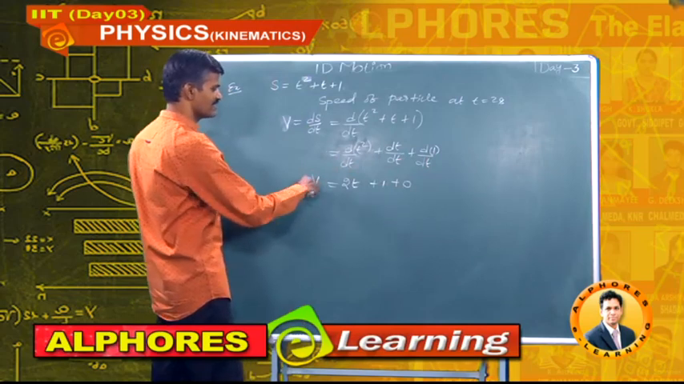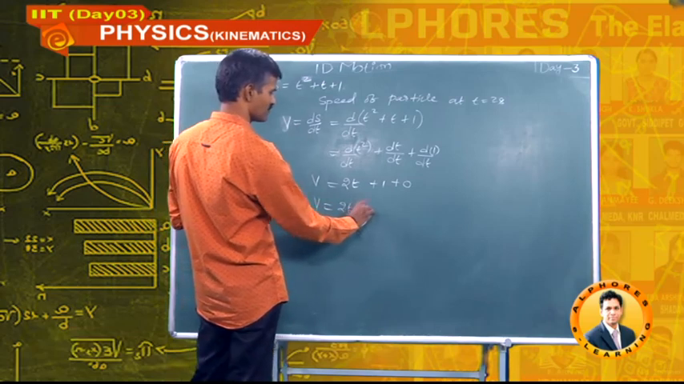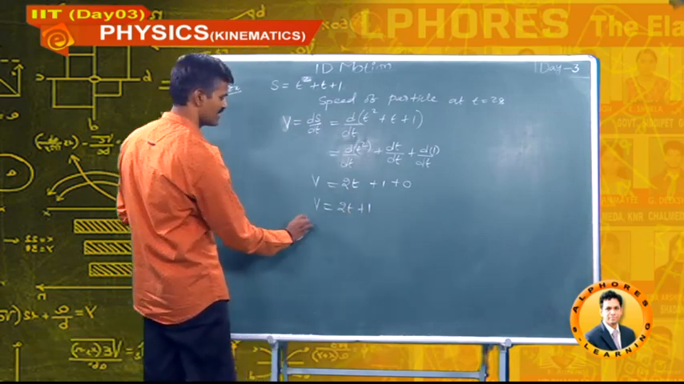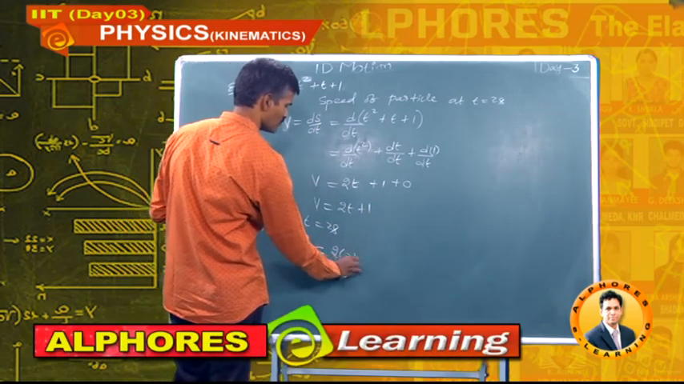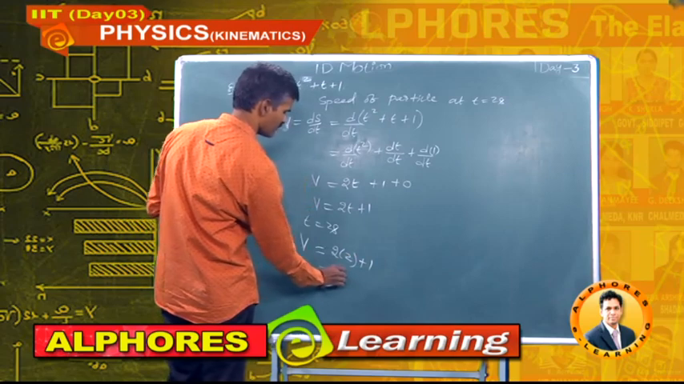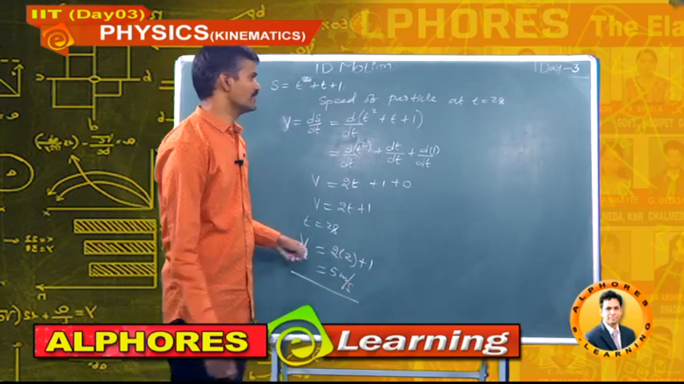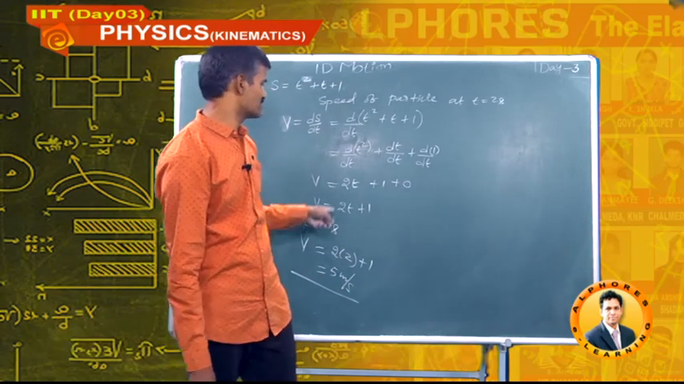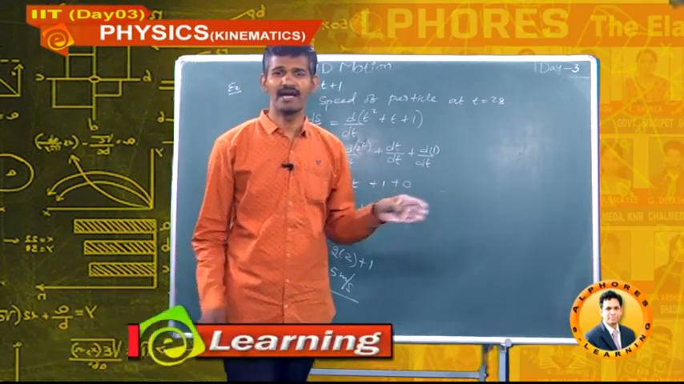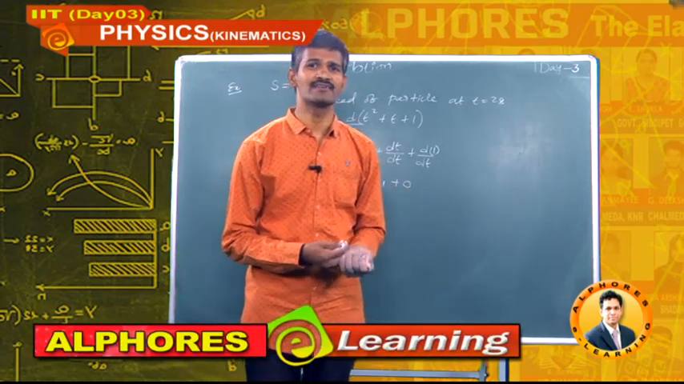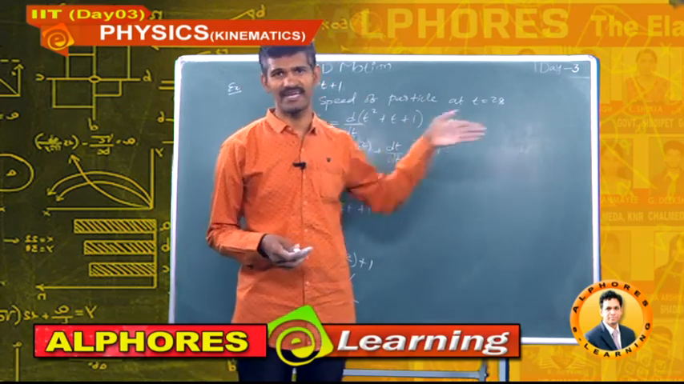So, instantaneous speed, here I can write it as 2t plus 1. What is the speed when t equal to 2 seconds? At t equal to 2 seconds, this instantaneous speed is 2 into 2 plus 1, that is 5 meter per second. This is the instantaneous speed. Okay. Students, from this you can understand how to calculate instantaneous speed, and how to calculate average speed in different cases. All these are important concepts regarding motion of the body in a straight line.